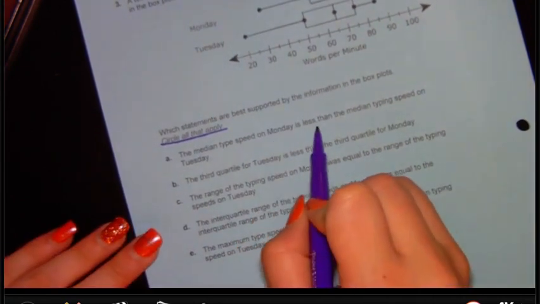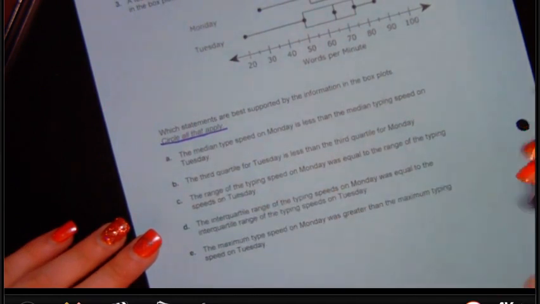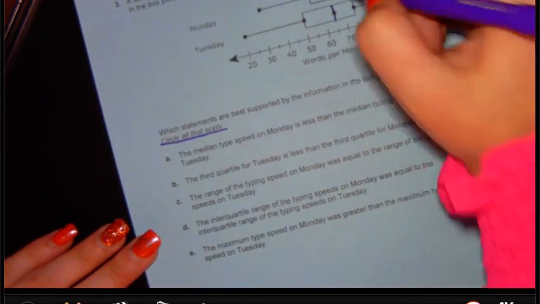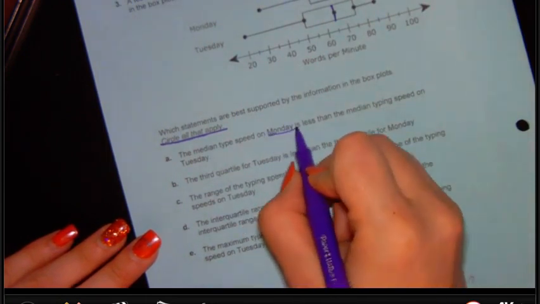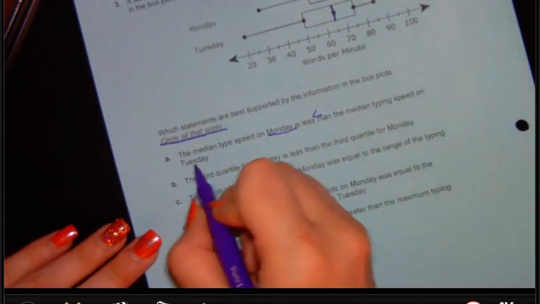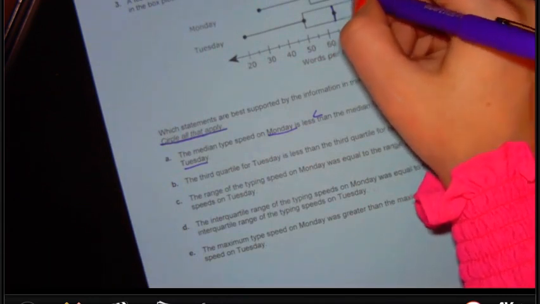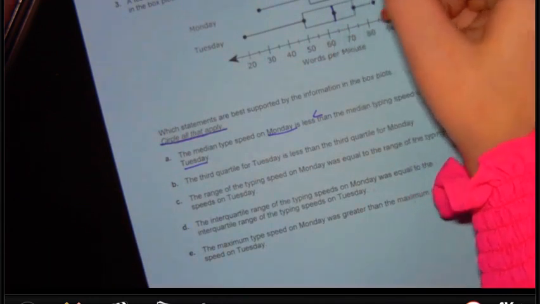All right, so the median typing speed for Monday is less than the median typing speed for Tuesday. When I look at the median, it is this little line here on the inside of my box. And it is telling me that Monday is less than Tuesday. So that Monday is smaller. Well, is this true? Which one has a higher median? Well, Monday has a bigger median, so A is not true.